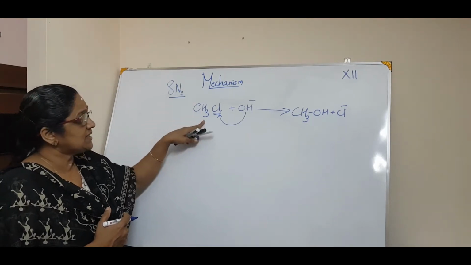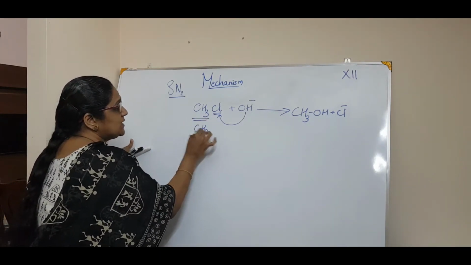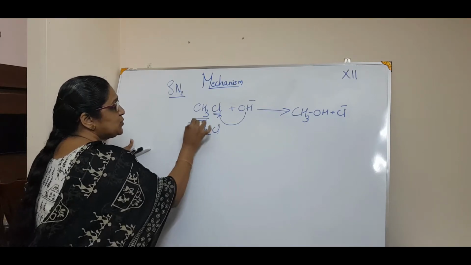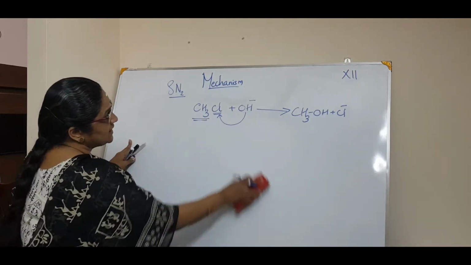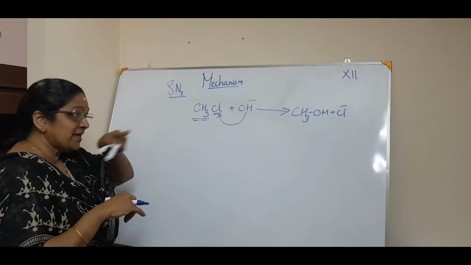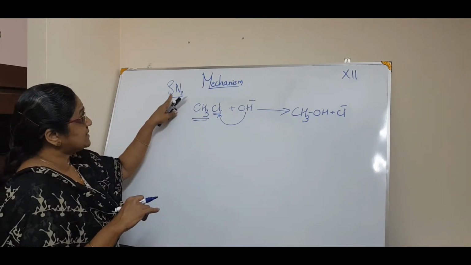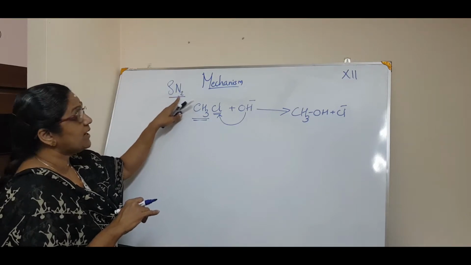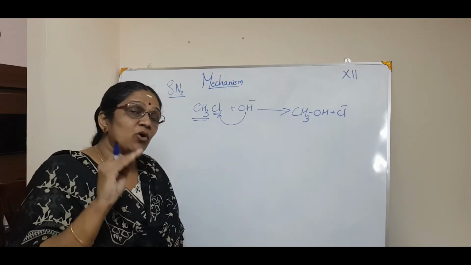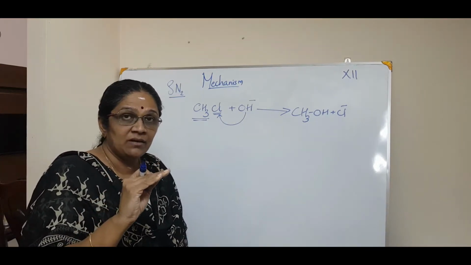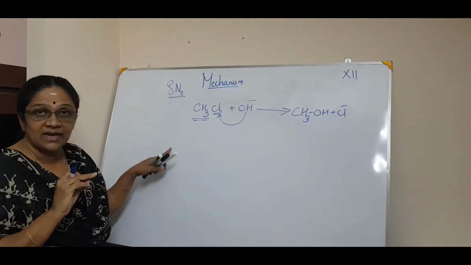CH3Cl, and you know this is a primary carbon atom, right? CH2Cl, that CH2 is a primary carbon atom. So CH3Cl plus OH minus will give you CH3OH plus Cl minus. I have already told you this is a substitution nucleophilic bimolecular reaction, and the name itself states it. Bimolecular means what? In the reaction, two molecules take part in the reaction. That is called a bimolecular reaction.